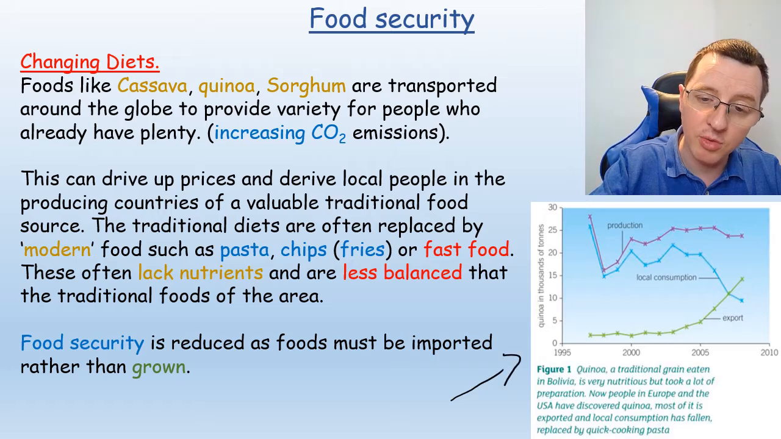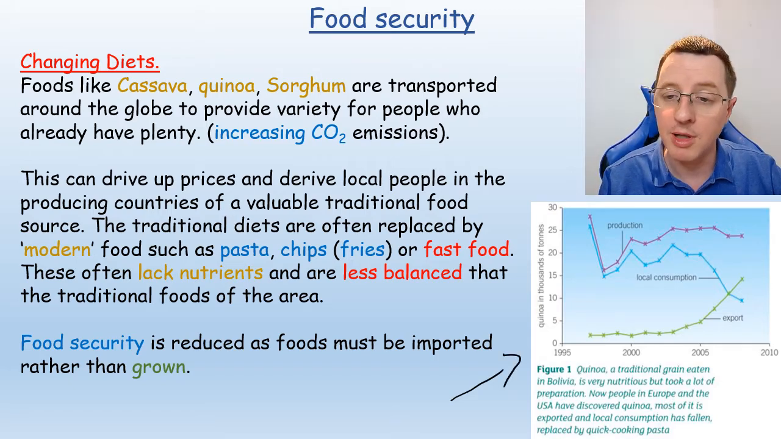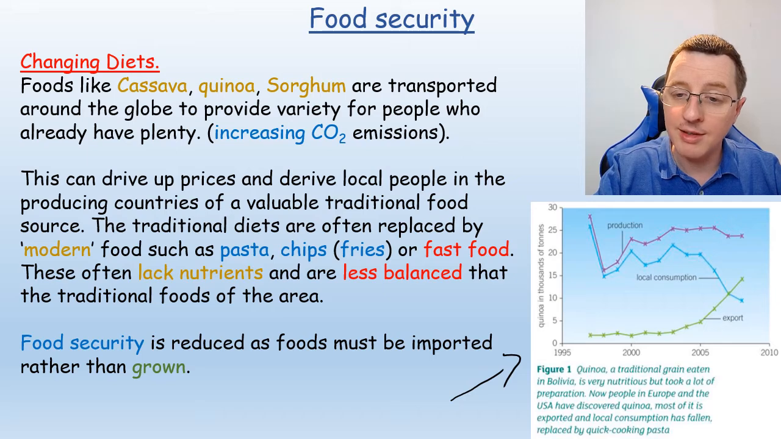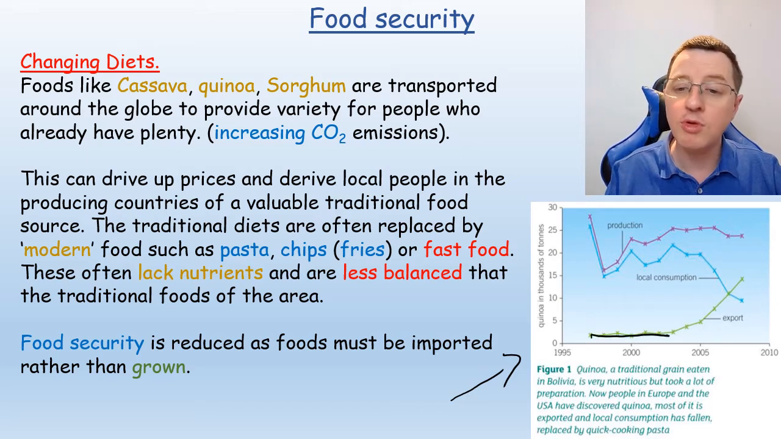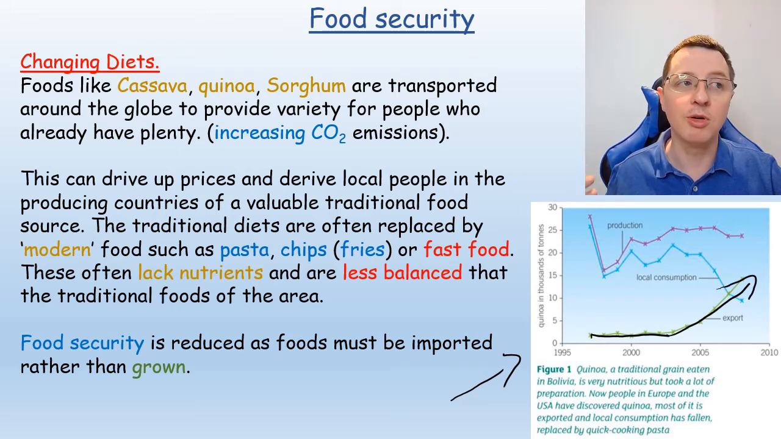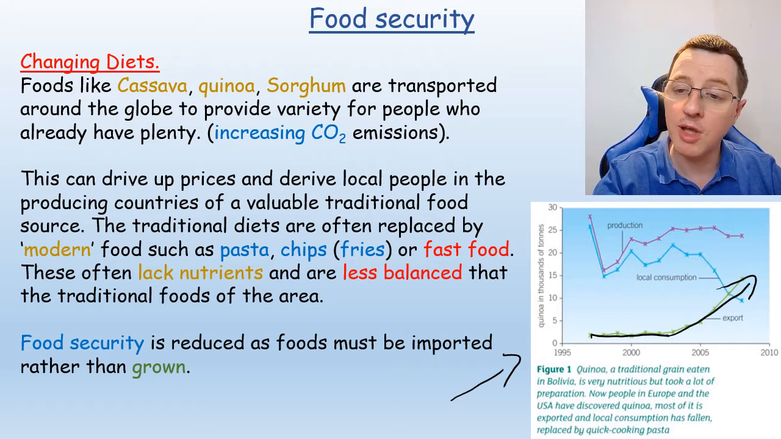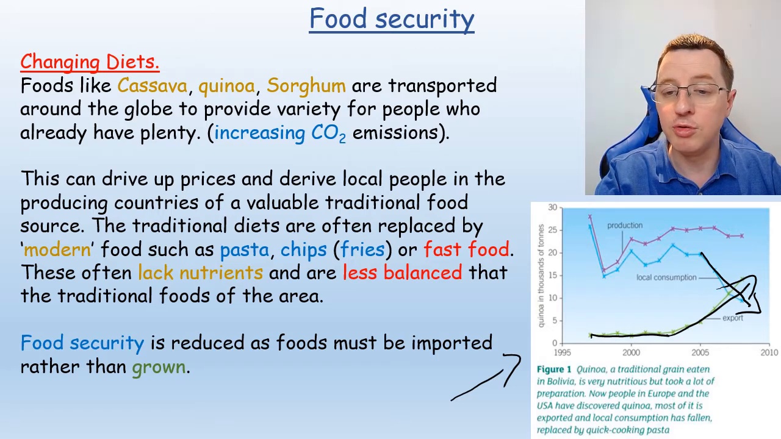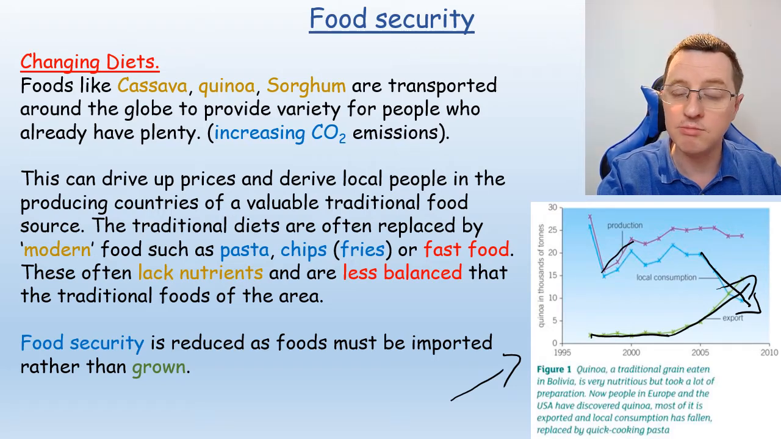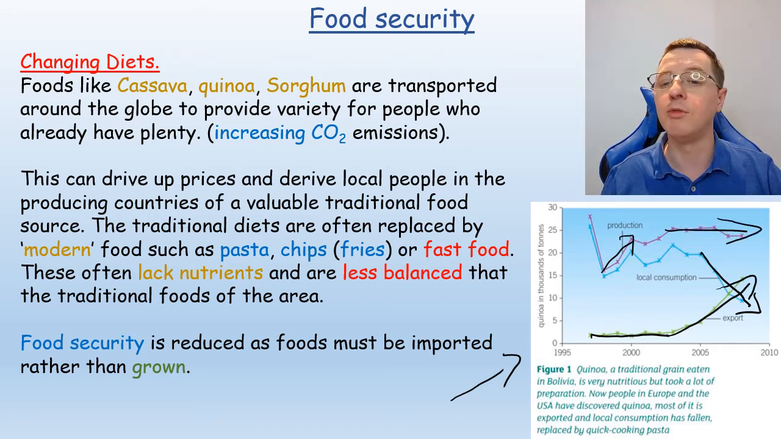And you can see this shown in the graph here for quinoa produced in Bolivia. For much of the late 1990s and the early 2000s, there isn't much of an increase in the export of quinoa, but from about 2005 onwards, when quinoa becomes a very trendy food to have in the West, the exports massively increase, and about the same time the local consumption of quinoa decreases, even though the production has increased from the mid 1990s and then remains quite high but stable throughout the mid 2000s onwards.